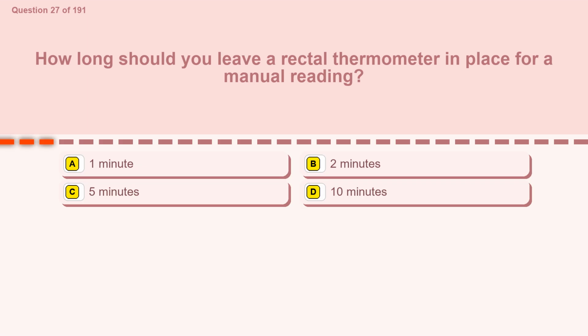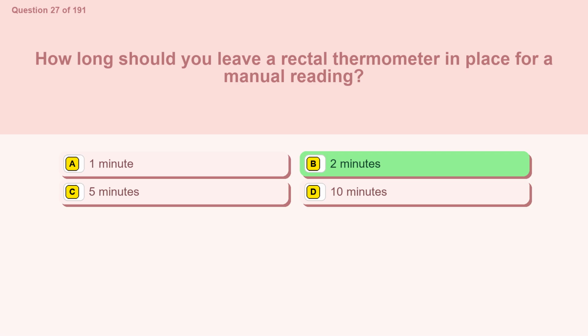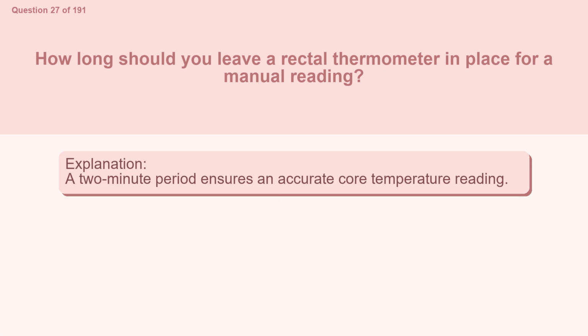Question 27. How long should you leave a rectal thermometer in place for a manual reading? Option A, 1 minute. Option B, 2 minutes. Option C, 5 minutes. Option D, 10 minutes. The correct answer is option B, 2 minutes. A 2-minute period ensures an accurate core temperature reading.